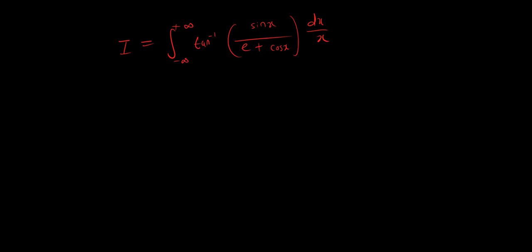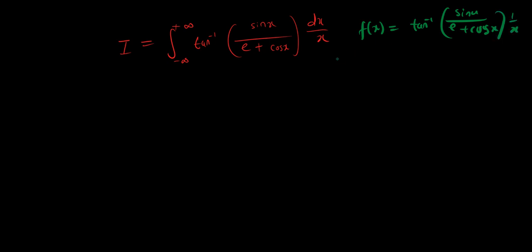Today we're going to try to compute this integral from negative infinity to positive infinity of tan inverse of sine x divided by e plus cosine of x. Now notice here that if we replace x by negative x, let's say we have f of x to be tan inverse of sine x all divided by e plus cosine of x, then 1 over x.